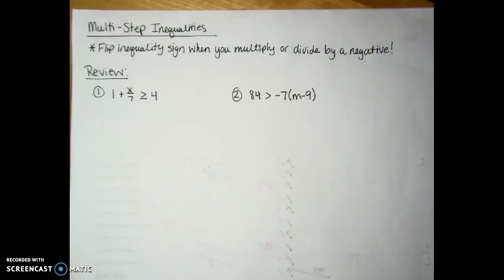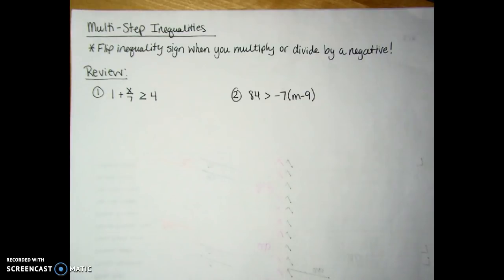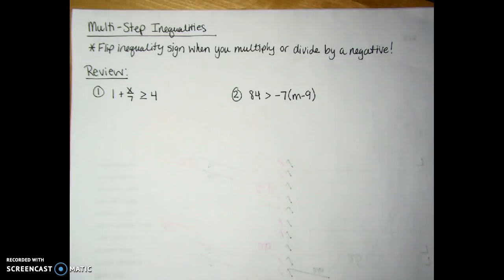Today's notes are on solving multi-step inequalities, so we're building on what we did previously. I wrote this rule up here again: flip the inequality sign when you multiply or divide by a negative, so please remember to do that with inequalities. What I would like for you to do now is these two problems. This is what we did previously. These are two-step inequalities, so go ahead and try number 1 and 2.